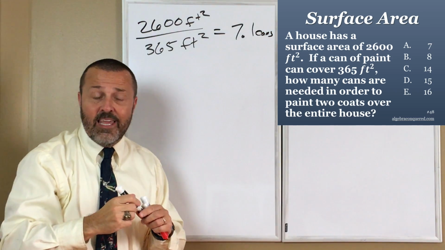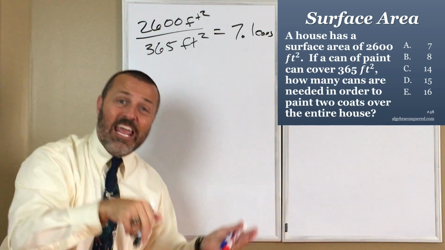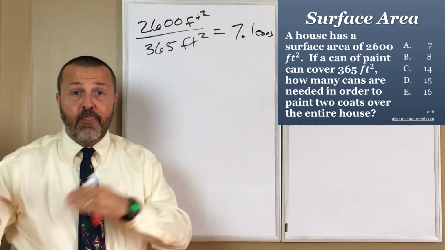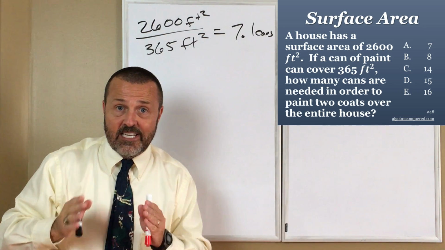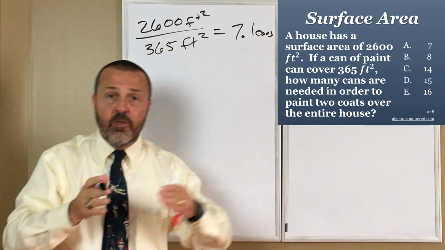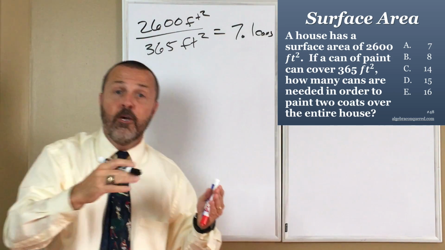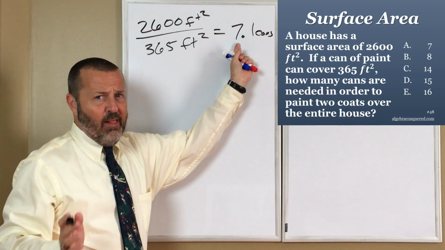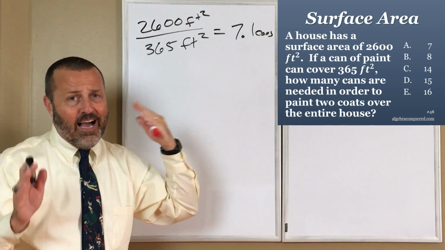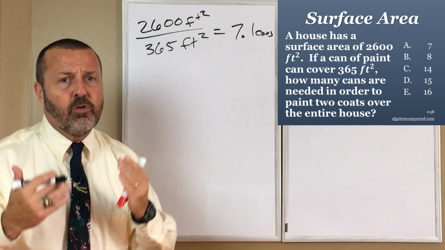Now, the 7.1 cans, you've got to open the 8th can to start the first coat. That's important. You got 1 can, 2 cans, 3 cans, 4 cans, 5 cans, 6 cans, 7 cans. You got a little bit more. You got to open that 8th can to start. Now, would you go ahead and round up to 8 and then double and get 16? I think that's what the ACT may be wanting you to do.